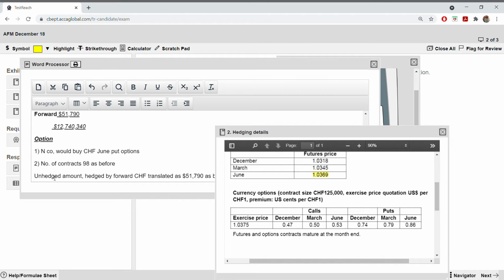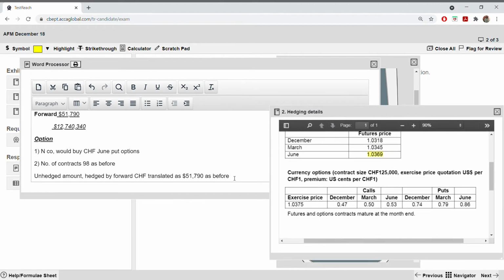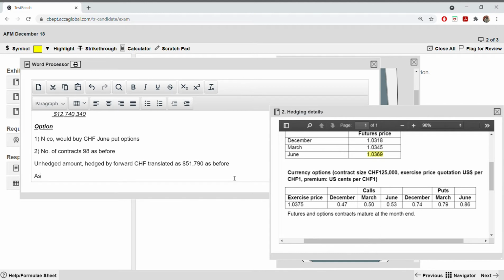Okay, whenever you're taking from before, from the future, just mention "as before", that's it. It's understood that you have taken it from future. Now two things you have to do: assuming options are exercised, assuming options are not exercised. Okay, so first let's assume that options are exercised.